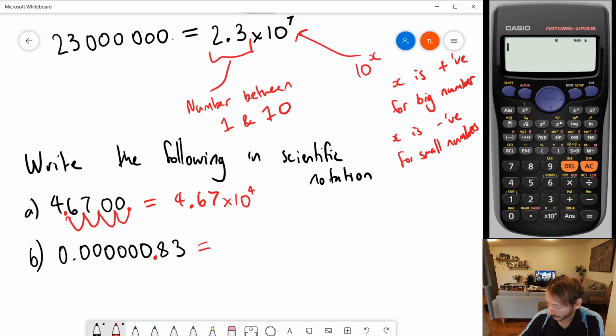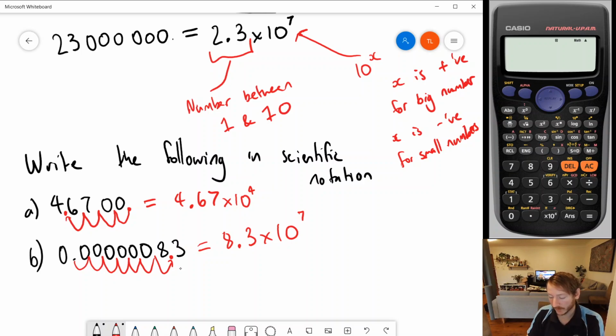Let's go back a bit. It needs to go here. 8.3. Is that number less than 10? Yes. Is it greater than 1? Yes, it is. So 8.3. Now, how many times did I have to move the decimal point? 1, 2, 3, 4, 5, 6, 7. I had to move it 7 times. Times 10 to the 7.